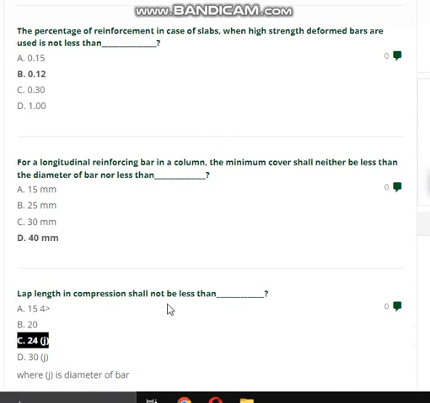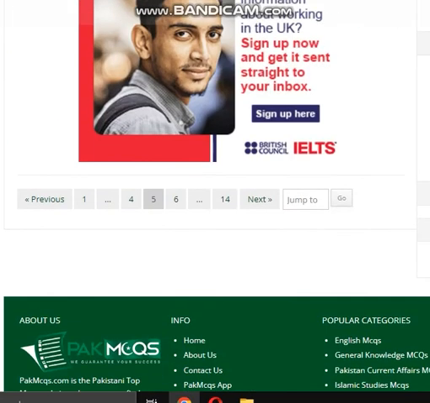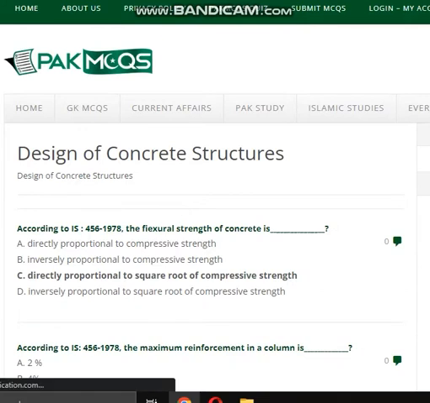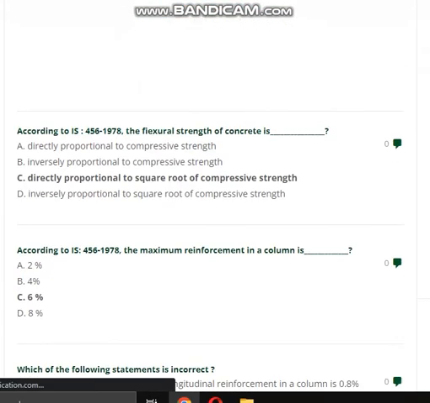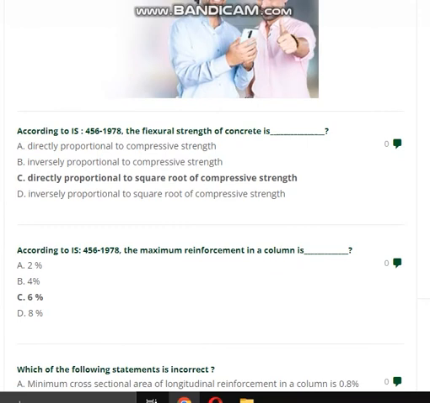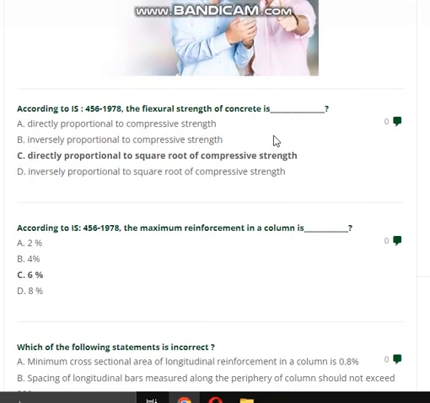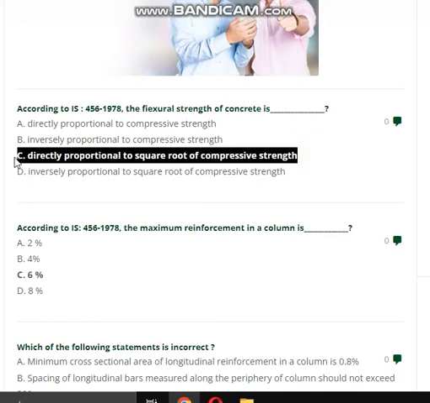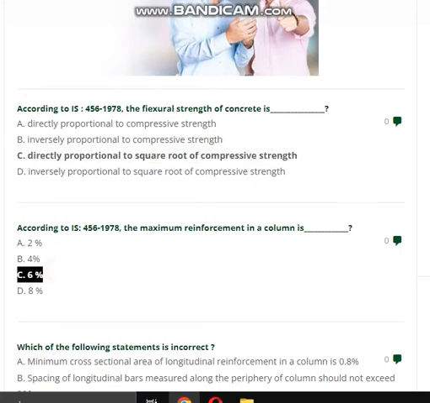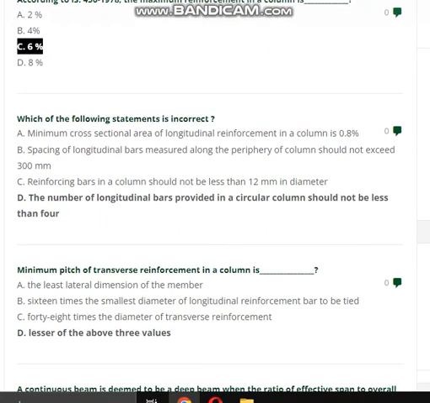Lap length in compression should not be less than 24 phi. According to IS 456-1978, the flexural strength of concrete is directly proportional to the square root of compressive strength. According to IS 456-1978, the maximum reinforcement in a column is 6%. Which of the following statements is incorrect?